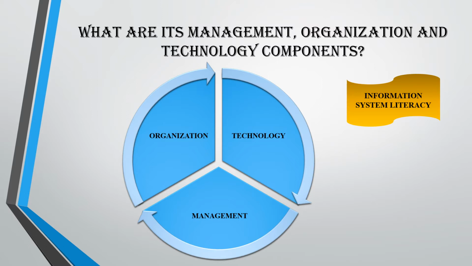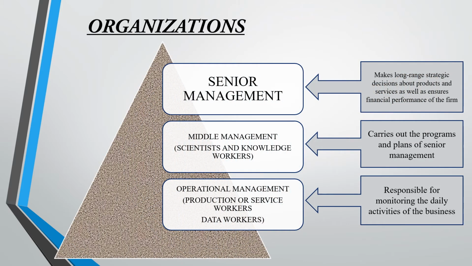The next question in this subtopic is: what are its management, organization and technology components? Organization, technology and management can be called information system literacy. I will explain all these components in detail one by one. Now, I want to explain the first dimension of information system, which is organization. An organization has a structure that is composed of different levels and specialties.